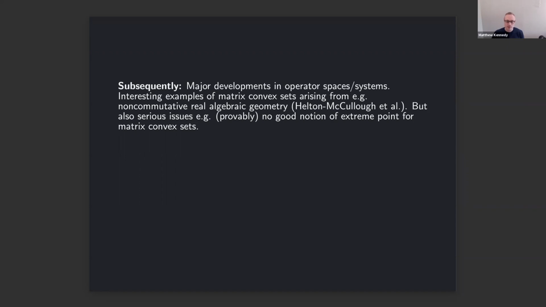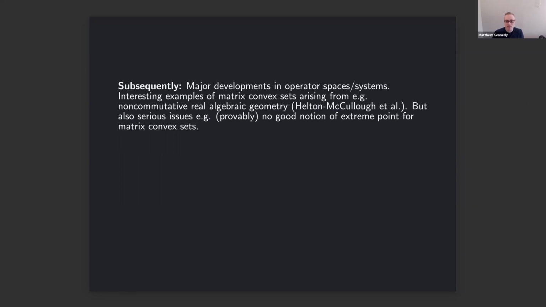One thing that's been quite interesting more recently, there have been a lot of interesting examples arising of matrix convex sets. So on the convex or the geometric side of things, sort of establishing in my mind that these dual objects, there is actually some value to looking at things from this perspective. And in particular, I'm thinking of the work of Helton and McCullough in non-commutative real algebraic geometry and in optimization.